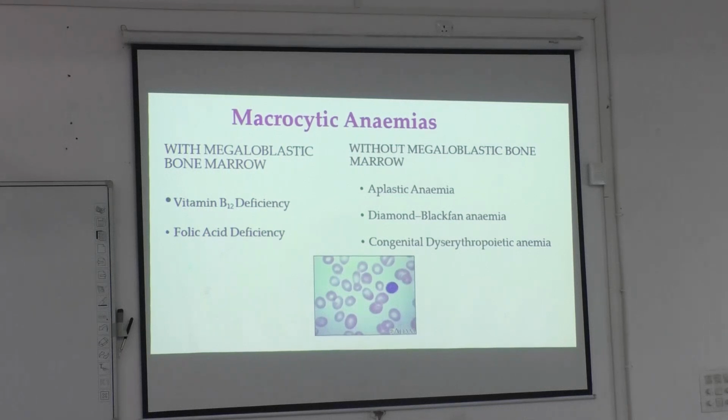bone marrow. With megaloblastic bone marrow, you get the classical picture of megaloblastic anemia in B12 and folate deficiency. Without megaloblastic picture in the bone marrow, you get it in these conditions: aplastic anemia, Diamond-Blackfan syndrome, congenital dyserythropoietic anemia. Because you know, in newborn, MCV is always more than 100. They are macrocytic normally. Gradually MCV goes down, down, down like this, whereas MCHC remains static. That is the history of different investigations.